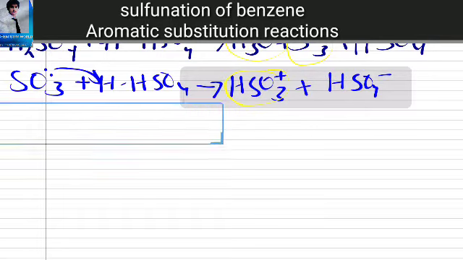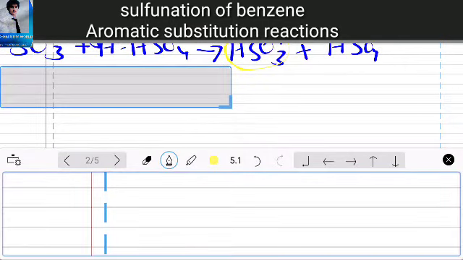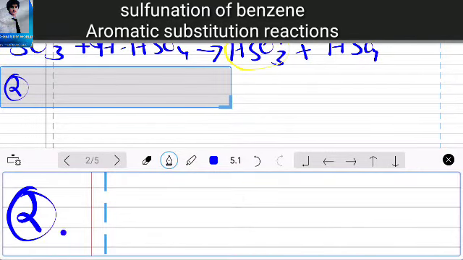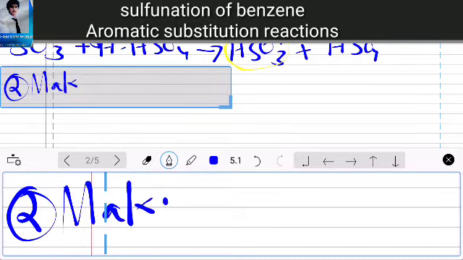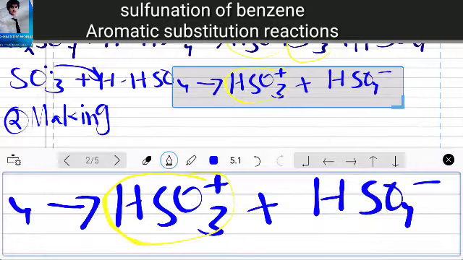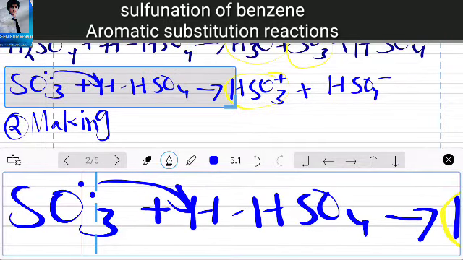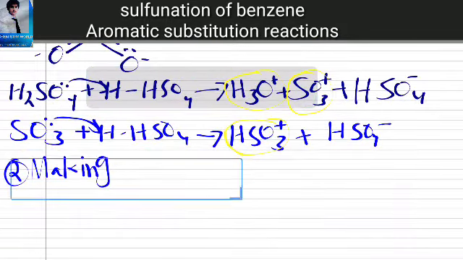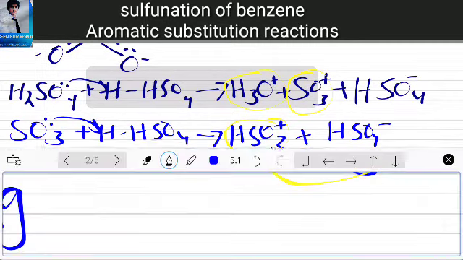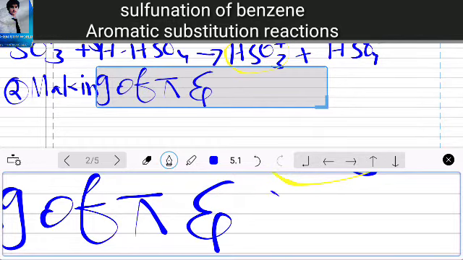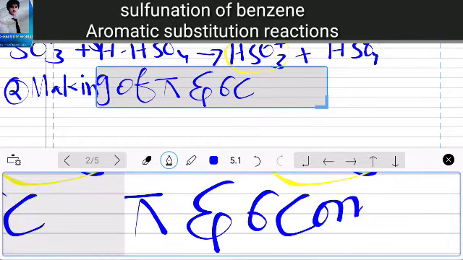The second method for the making of electrophile is more used because it produces more SO3, more electrophiles than the first method. The second step is making of pi and sigma complex.